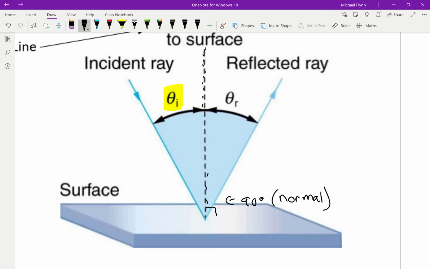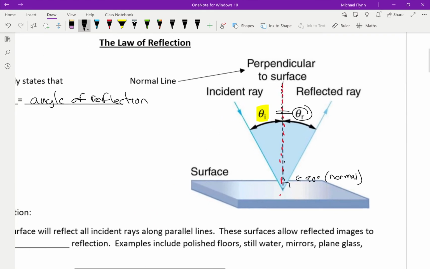So the angle of incidence is measured from the dotted normal line down the middle. I'll color the normal line red. That red line is the normal line. And then the angle of reflection is also measured from the normal line. Now these two angles are equal, and they look equal in the diagram. That's on purpose. That's how light reflects.